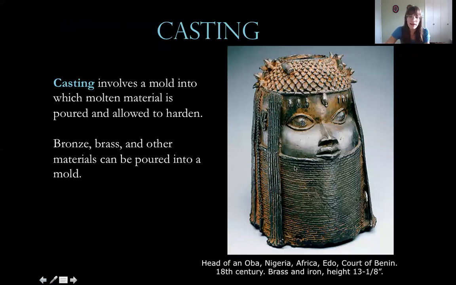The Africans were known in the Edo period to focus on the head. There are a lot of sculptures of what we call the Oba in Edo culture in Nigeria, at the court of Benin. The Oba is the king, and this is supposed to be the head of the king.